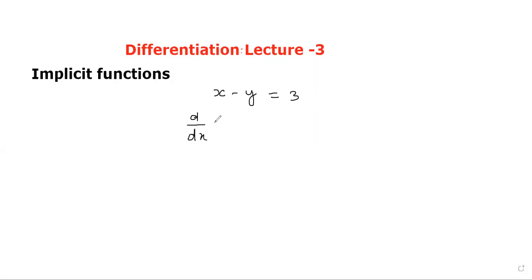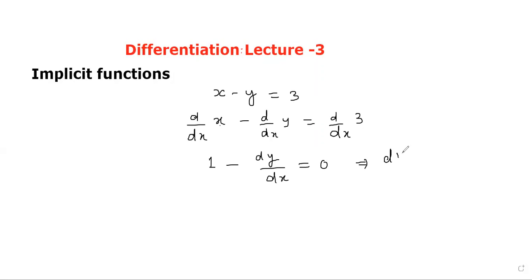d upon dx of x minus d upon dx of y equal to d upon dx of 3. So this will become 1, this will become dy by dx, and this will become 0. Hence, dy by dx equal to 1. Let's consider next question.